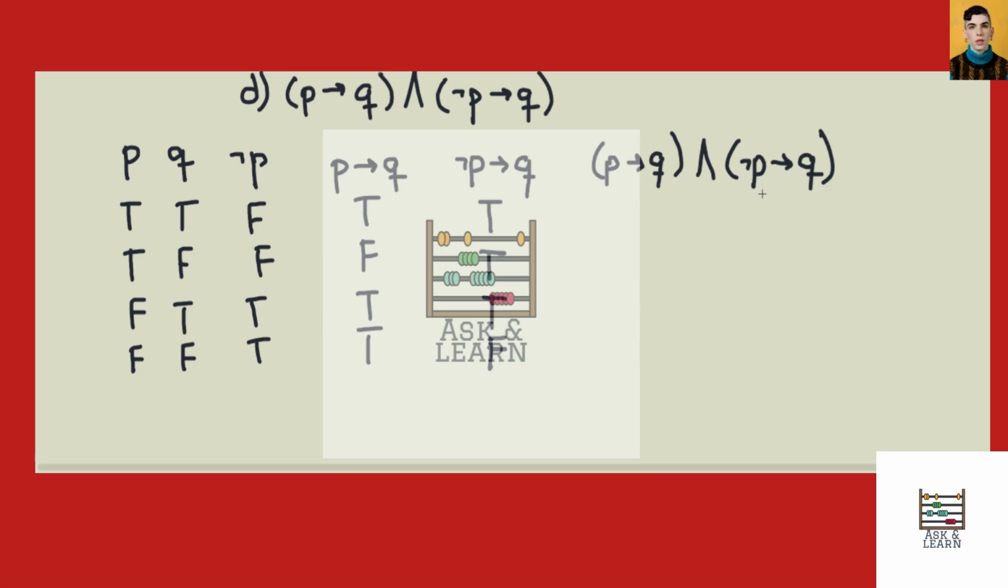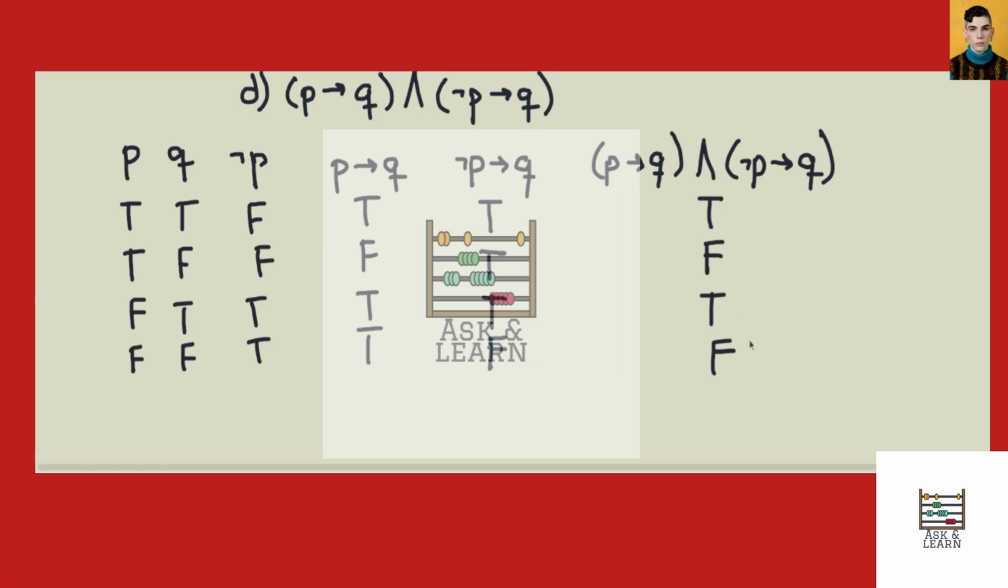Now, the complete compound proposition, when it's an and, they both have to be true. If any one of them are false, or if they're both false, then it's false. So true, true, we have true. False, true, we have false. True, true, we have true. And then true, false, we have false. So this is the truth table for D.